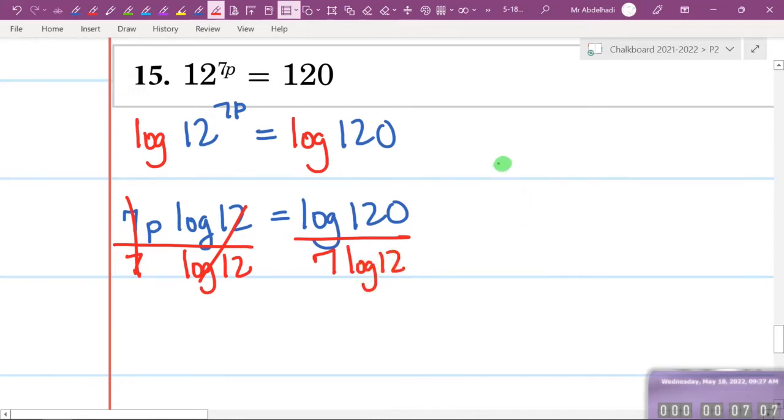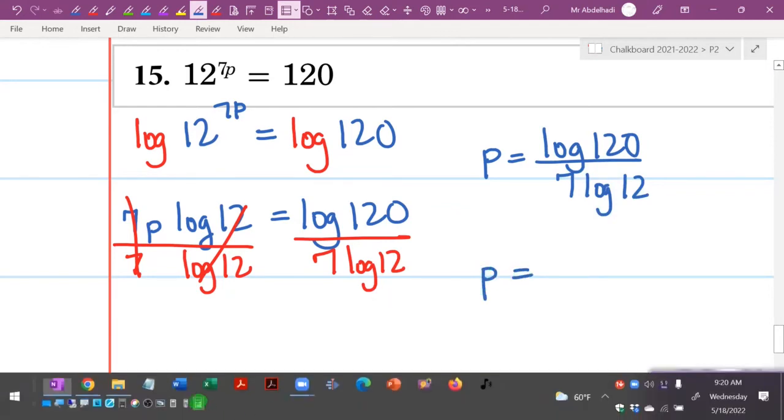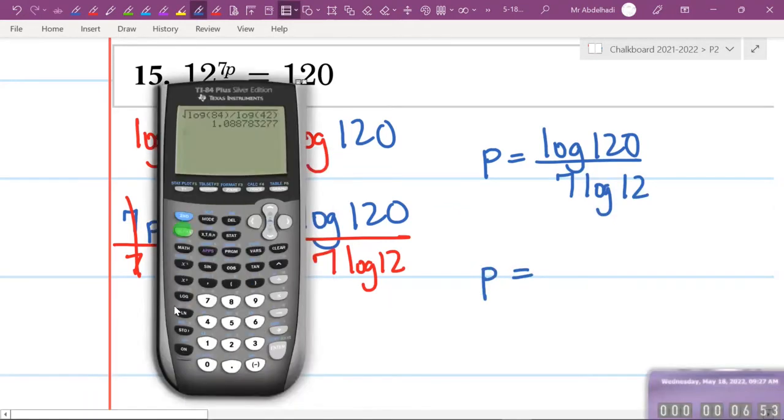So that's what our p is. Our p is whatever log 120 divided by 7 log 12 is. That's when you reach for your calculator. So log 120, close parentheses, divide by, and since the denominator has multiple things in it, I'm going to open parentheses for the denominator, 7 log 12, close parentheses, and I'm getting 0.2752.